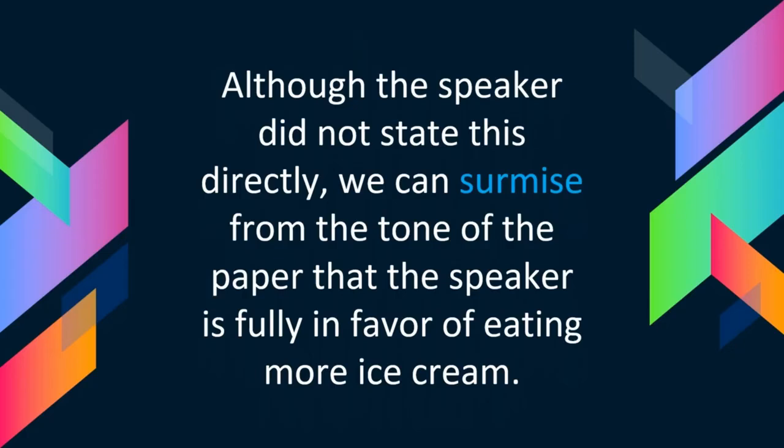Although the speaker did not state this directly, we can surmise from the tone of the paper that the speaker is fully in favor of eating more ice cream. In this example, the speaker does not tell us exactly what the speaker's point is, but the tone of the paper gives us the idea where we can make an educated guess. We can surmise that the speaker is fully in favor of eating more ice cream.